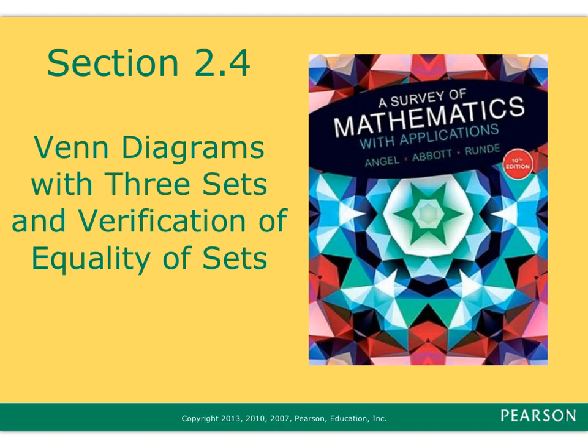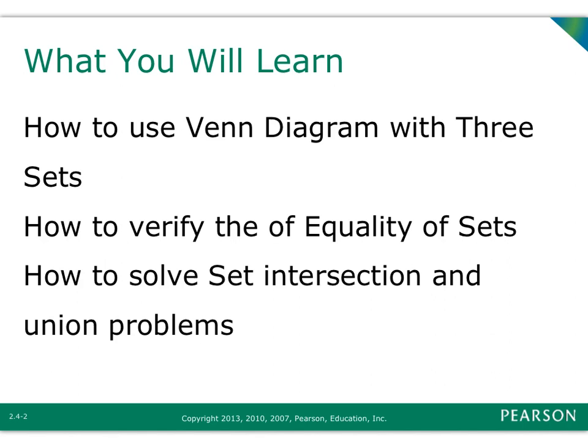This is chapter 2.4. This chapter discusses Venn diagrams with three sets and verification of equality of sets. In this chapter, you will learn how to use Venn diagrams with three sets, how to verify the equality of sets, and how to solve set intersection and joint problems.